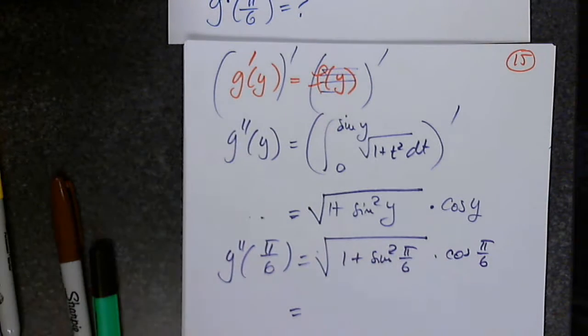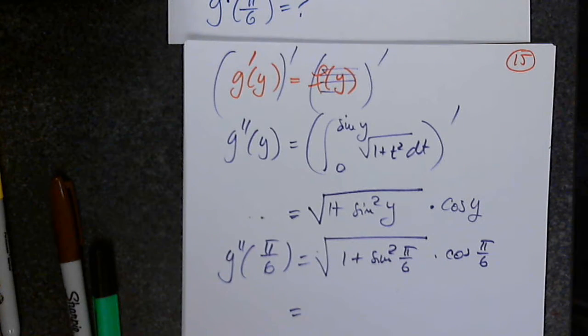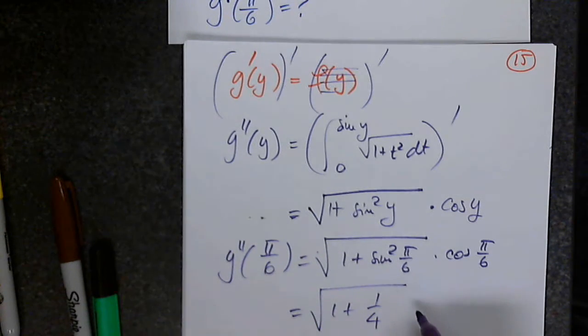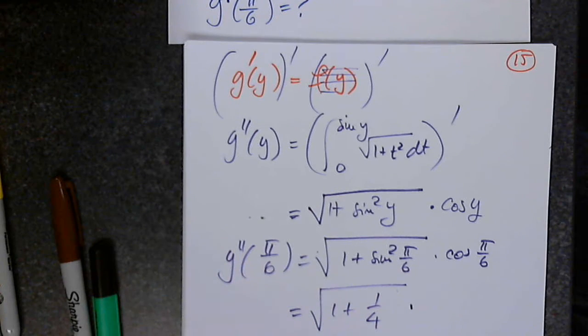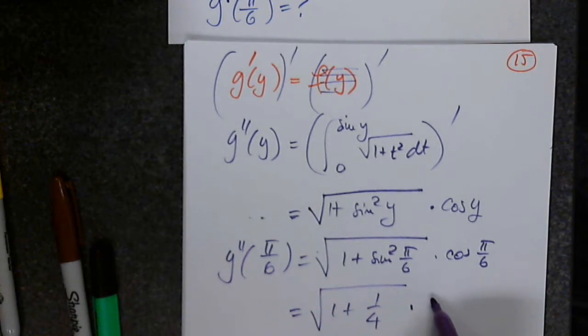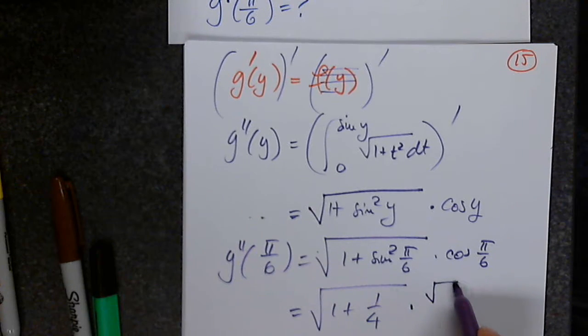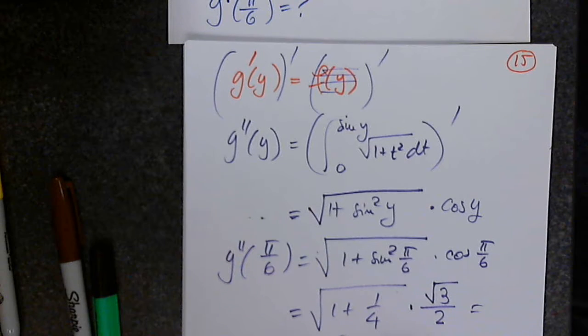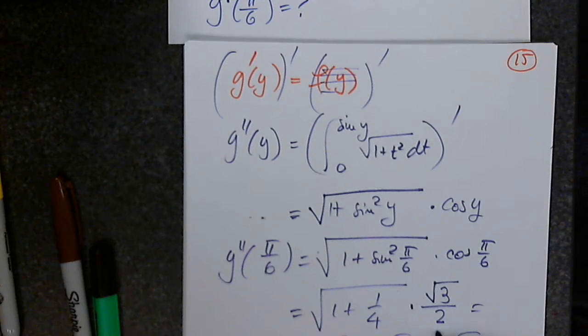But I know what sine pi over 6 equals. It's the very first, the smallest angle and its sine. And that is what? 1/2, right? Good. So then I have the square root of 1 plus 1/4 because I have to square it. Times, what is the other number? That will be cosine pi over 6, which is? Very good. So 4 plus 1 is 5. So this is the square root of 5 over 2 multiplied by the square root of 3 over 2, which is the square root of 15 over 4.